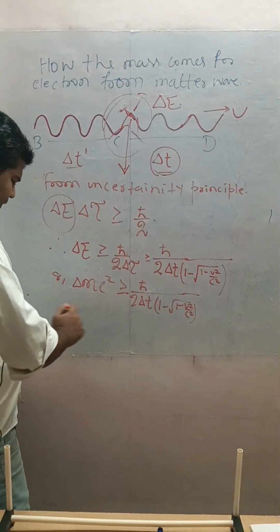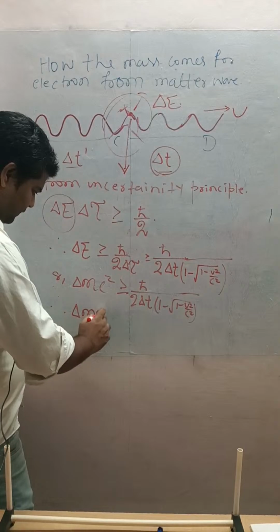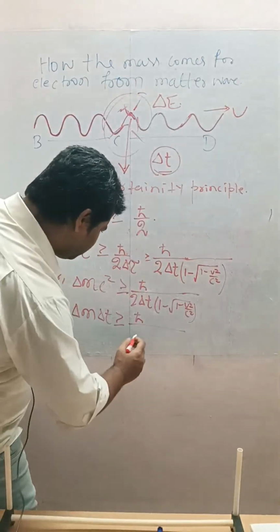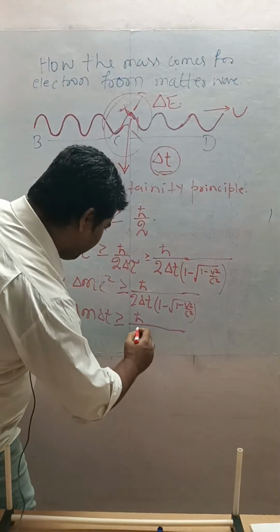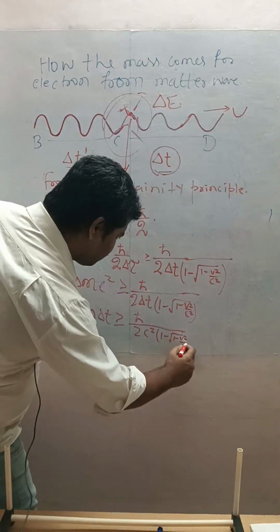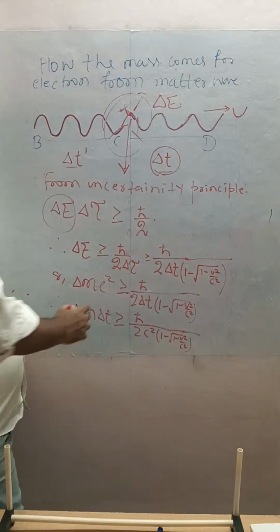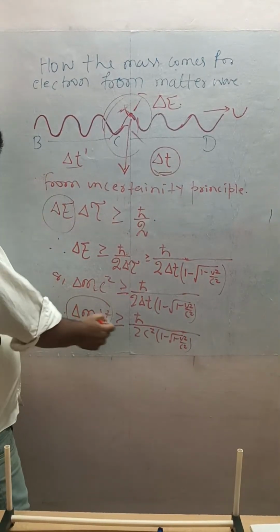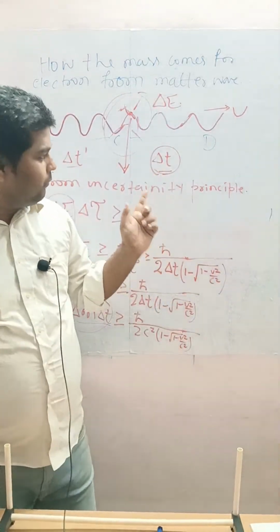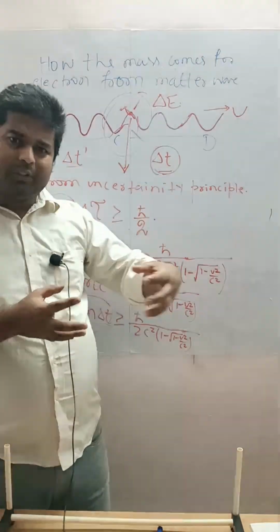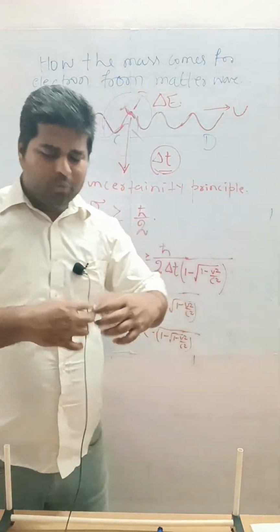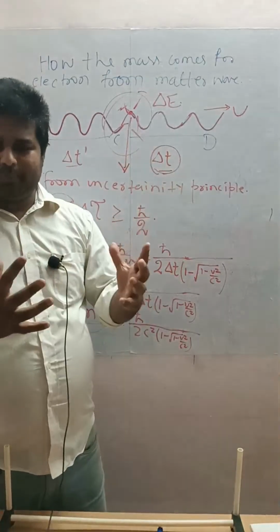Now bring this del t here. And we get h cross by 2c squared times 1 minus under root 1 minus v squared by c squared. Here we got an uncertainty relation between mass and time. And that tells you that the relativistic approach in the matter wave gives some mass here. Reduction of energy, loss of some energy, pops out some mass there.